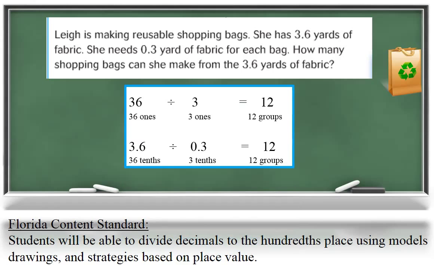If they realize that 36 ones divided into groups of 3 ones would give you 12 groups of 3 ones, they may see that 3 6/10 would be 36 tenths, and 36 tenths split into equal groups of 3 tenths would still give you 12 equal groups of 3 tenths.